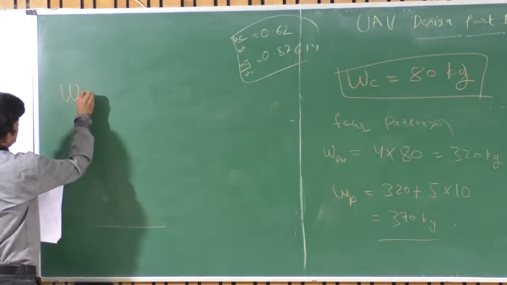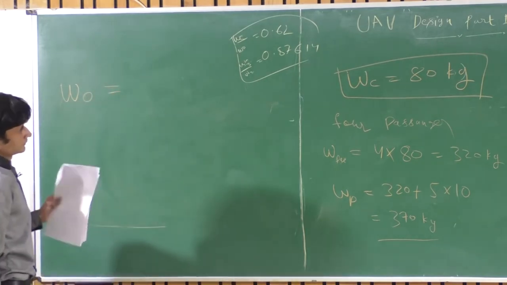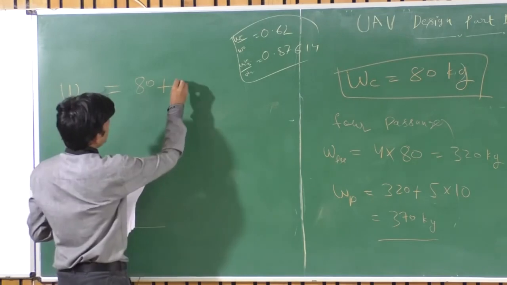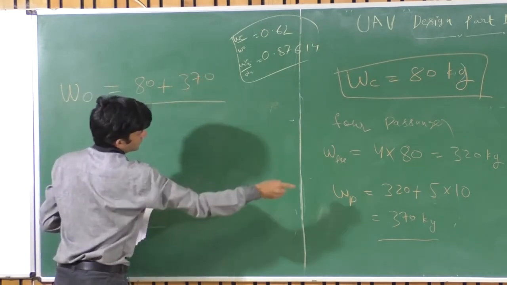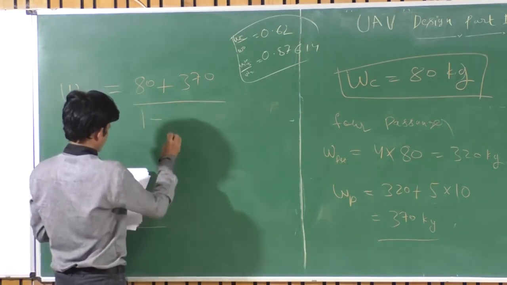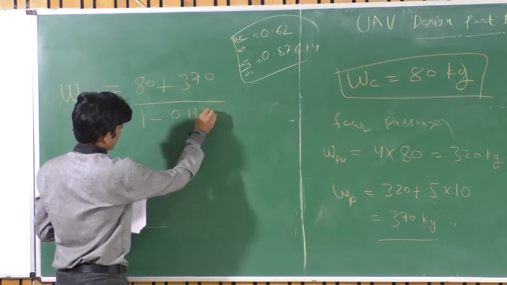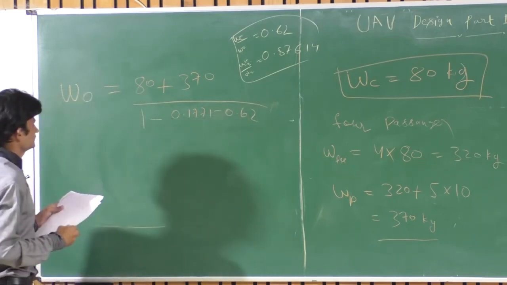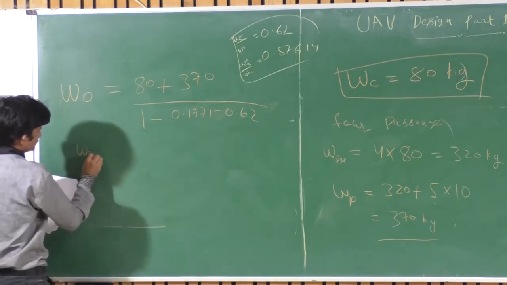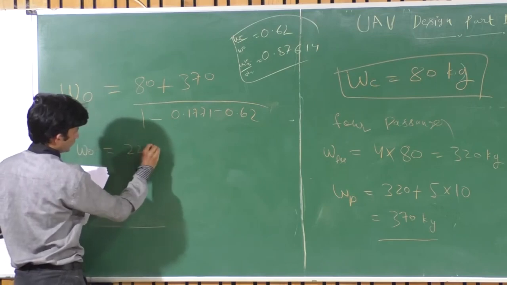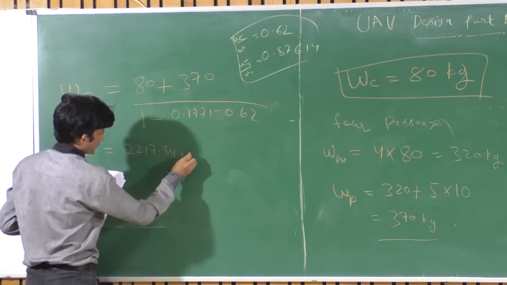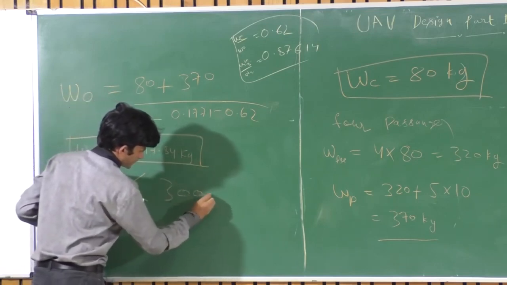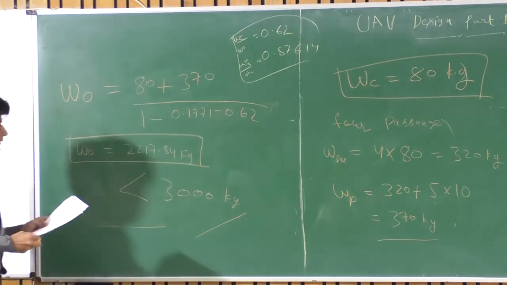So now I am estimating W naught, which is nothing but the weight of the aircraft. 80 kg already fixed, payload you have found out, 370 kg, fuel weight, 0.1771 minus 0.62 is empty weight fraction, okay? You will get W naught 2217.84 kg, which is less than the 3000 kg, which is our requirement. Okay?